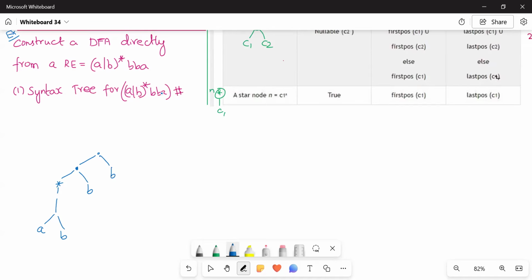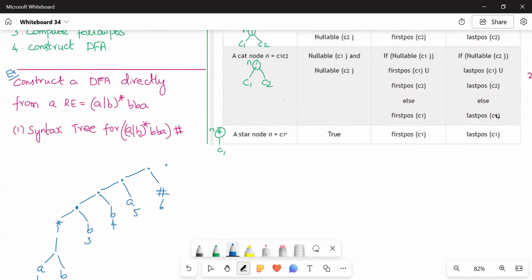Then this entire subtree is concatenated with a. Finally, this entire expression is concatenated with hash. For this cat node, the left subtree is everything before and the right child is hash. After constructing this syntax tree, we need to give numbers to the leaves. These are the positions: 1, 2, 3, 4, 5, 6. We number the leaves from left to right. So the first step is over.